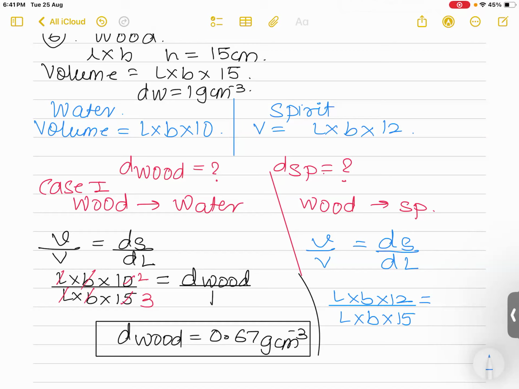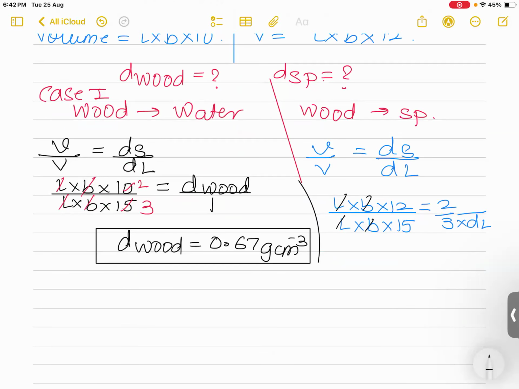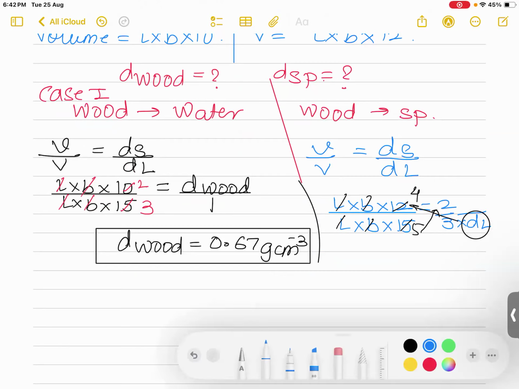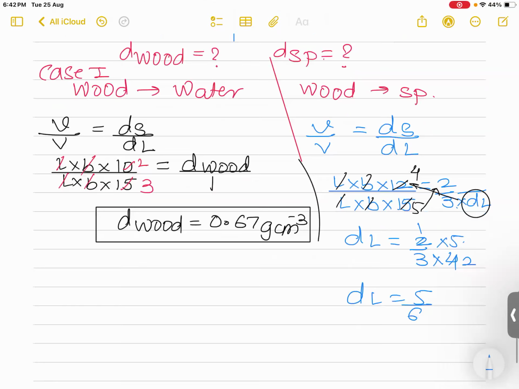I would suggest you all to take it as 2 upon 3, into the density of liquid which I'm supposed to find out. I can cancel this LB. When I cancel this LB, I will get 12/15. Density of liquid, I'm shifting it on the opposite side, and all these numbers we will shift to the other side. So check the calculation. DL is equal to 2 upon 3, and the 15 from the denominator will shift up and 12 will shift down. So DL will be 5 upon 6, which would be 0.